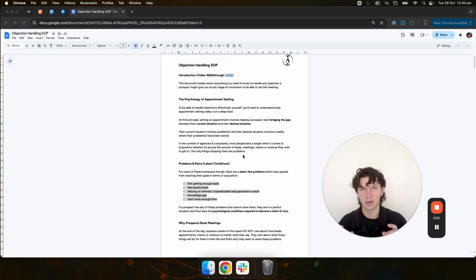But there are latent conditions in your niche which trigger the type of things required for them to become a client. For agencies and consultants, in terms of acquisition: not getting enough leads, bad quality leads, relying on referrals, unpredictable lead generation, a knowledge gap, they don't have the time.